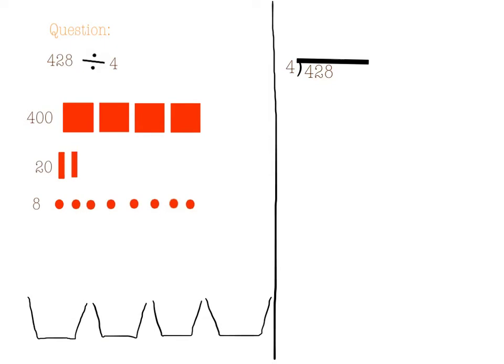And so I took my 428 into parts, and I have 400, and 2 tens, which is 20, and 8 ones, which is 8. And so this is how you would put it in an algorithm. And so the question would be, does my 400 go into my 4 bins? And yes, they do. And so I will have 1 in each bin.